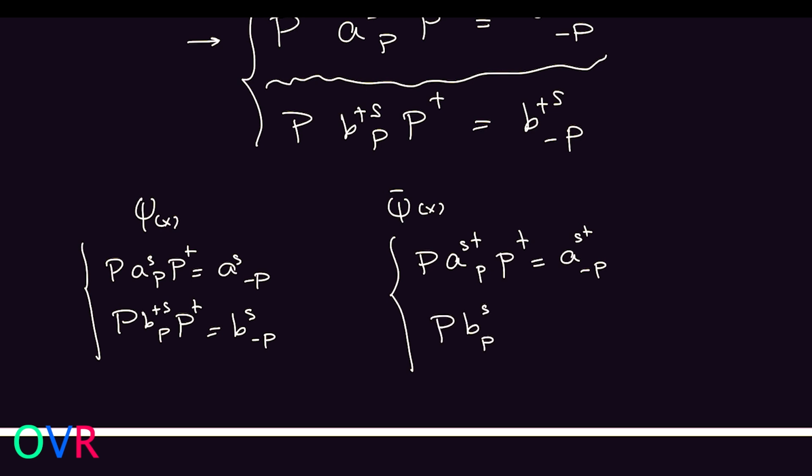Bs, p, b dagger, sorry, bs minus p. So this is how the parity operator transforms the creation and annihilation operators. Something else that we can prove is how parity changes the handedness of the particle.